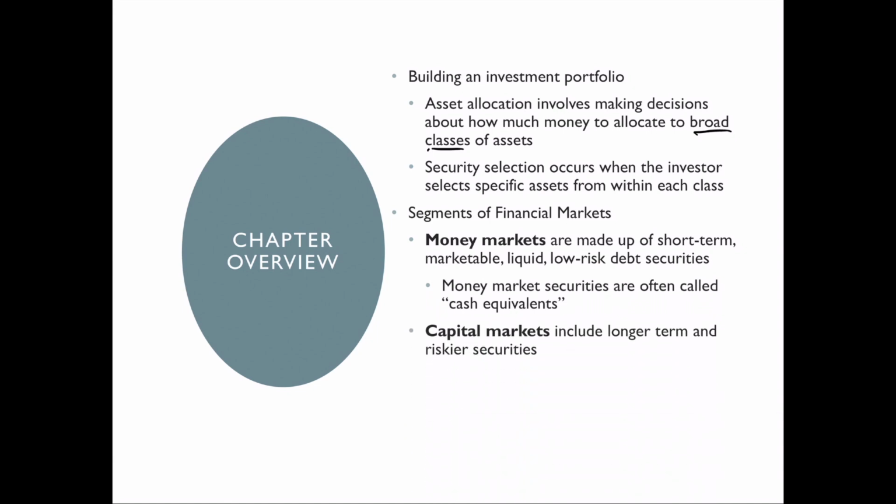Capital markets include longer-term and riskier securities, and we break down the capital market into three subsegments: longer-term bond markets, equity markets, and then our derivative markets, which can also be broken down into options and futures. So you might see it listed as four segments. Longer-term bond markets are your longer-term debt obligations; your short-term are included in the money markets category. Then equity markets, and then your derivative markets.